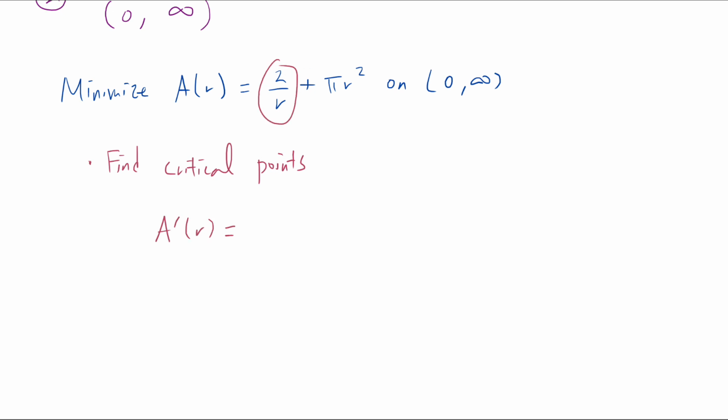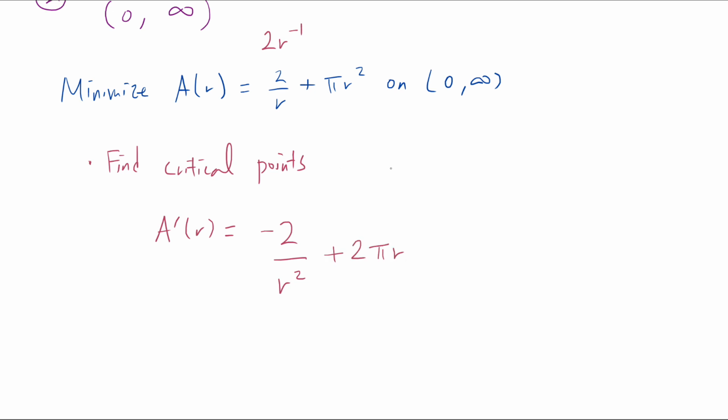So 2 over r, when you differentiate it, if you're having a bit of trouble, you may want to write it as 2 times r to the negative 1. Then you can use the power rule. The negative 1 drops down, you subtract 1 from the exponent, so you get negative 2 r to the negative 2. And r to the negative 2 is really dividing by r squared. Whereas when I differentiate plus pi r squared, I get plus 2 pi r.